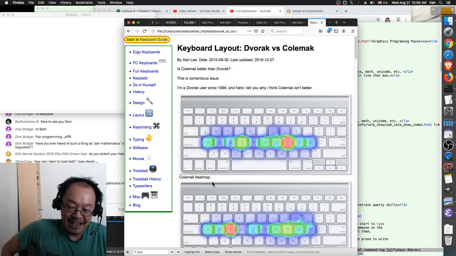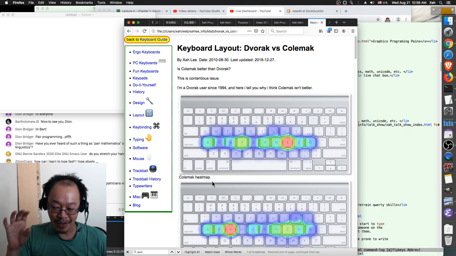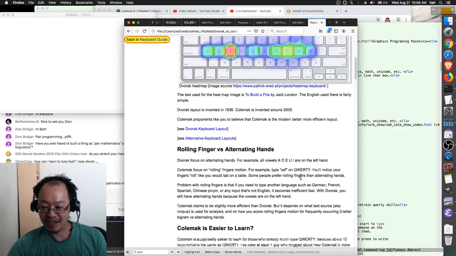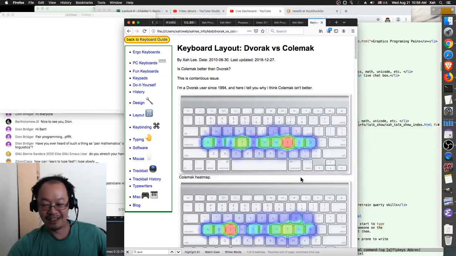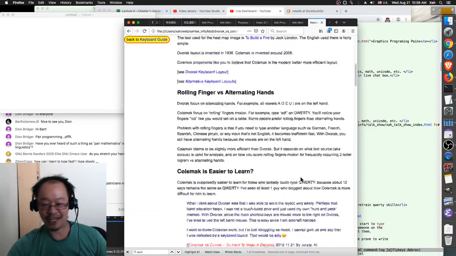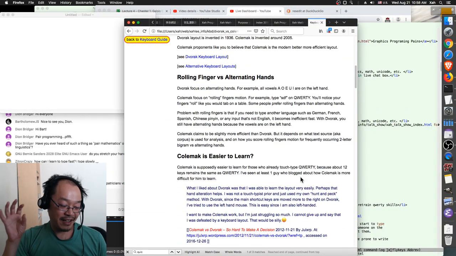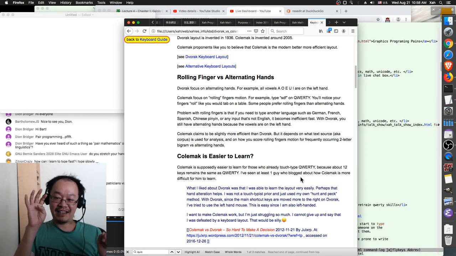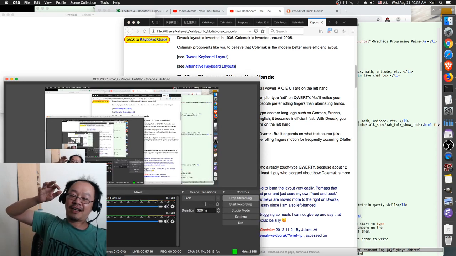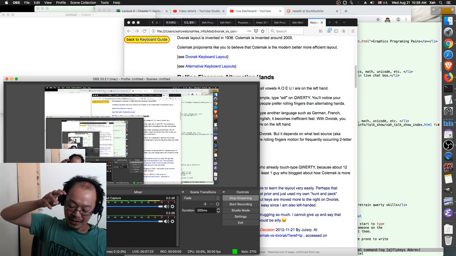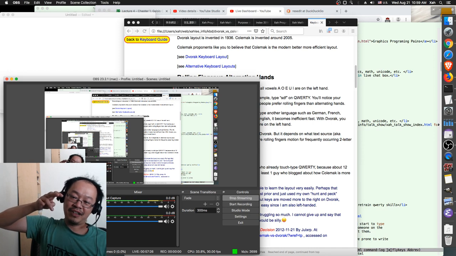Wait, I must have a Dvorak versus Colemak page. Okay, I'll tell you exactly. This page is dedicated to Dvorak versus Colemak. It's much easier if I actually just read it because I've written it concise and summarized. Okay, so Colemak is focused on rolling fingers like this. I'm going to show you. Colemak focuses on this movement. For example, your pinky goes down first, then your ring finger goes down.